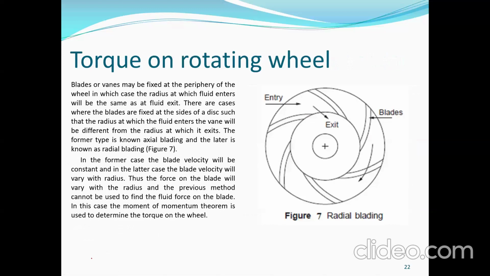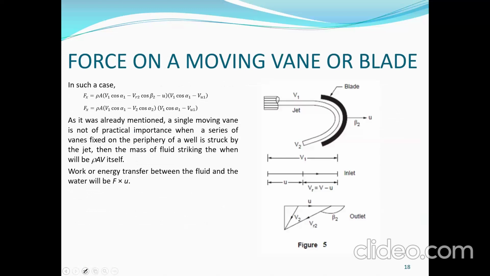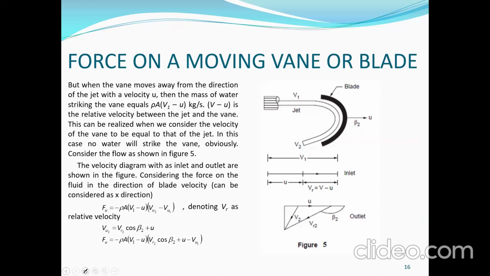Next is yun pagkuha ng forces, saka yung work. Next, the torque on a rotating wheel. So, kailangan to pag sa pump saka sa turbine. Blades or vanes may be fixed at the periphery of the wheel. Yung kaninang well doon, hindi yung balon. Ito pala yung spelling nun. Wheel. Nawala. Sige, basta nandyan yun.